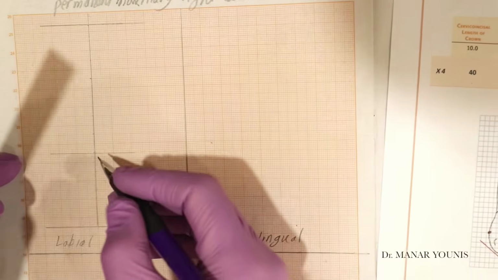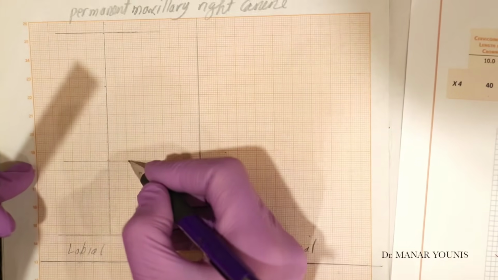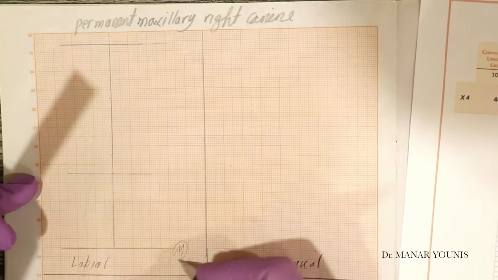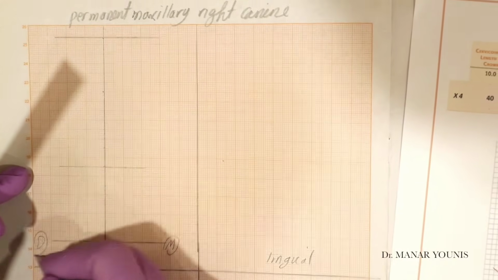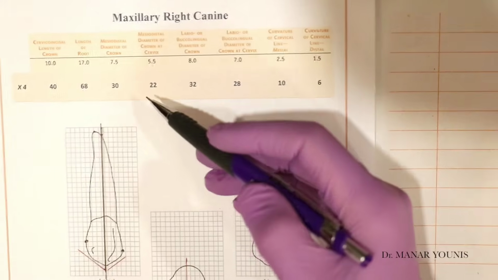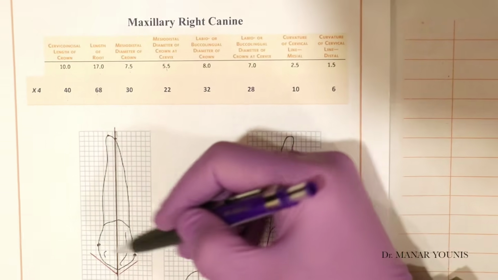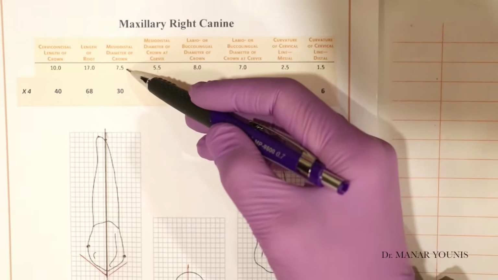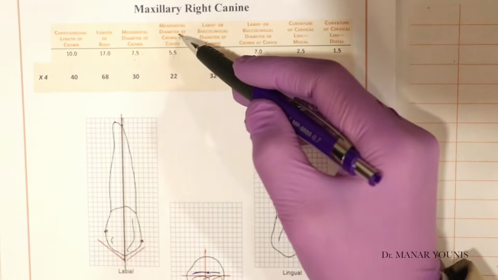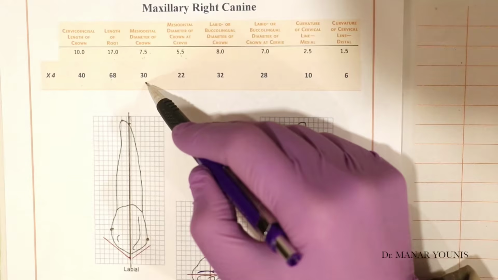So I will mark 22 millimeters divided by 2 equals 11: 11 to the mesial and 11 to the distal. Don't forget to mark the sides. This is mesial and this is distal. Then we have the mesodistal diameter across the contact areas, or at the greatest curvature. It's 7.5 millimeters, about 2 millimeters greater than the mesodistal diameter at the cervix. After magnification, it equals 30 millimeters.